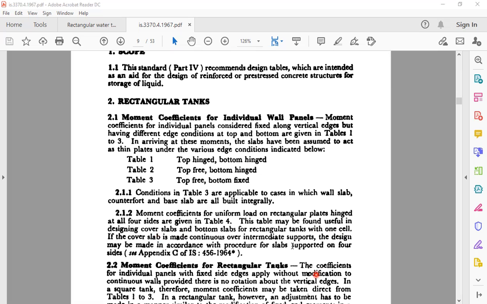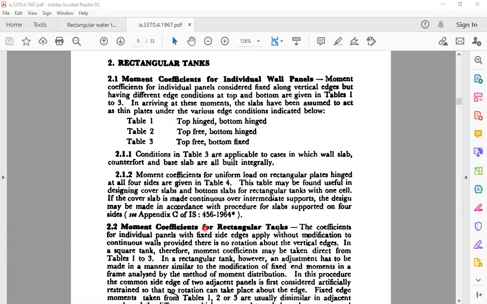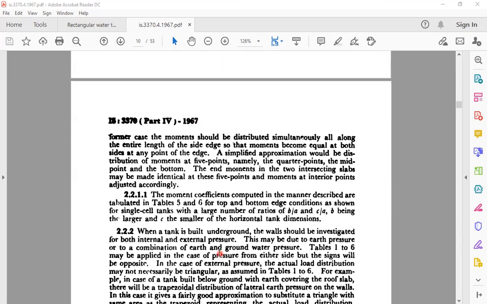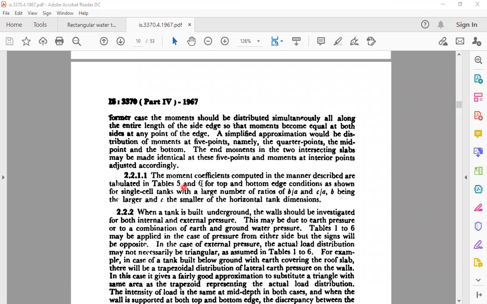meaning one single element. Similarly, we have coefficients for rectangular tanks. The coefficients for individual panels with fixed side edges apply without modification to the continuous walls, provided there is no rotation about the vertical edges, meaning they are fixed. This is one condition here. Similarly, we have different tables for different conditions. We will see them. So table 5, 6.